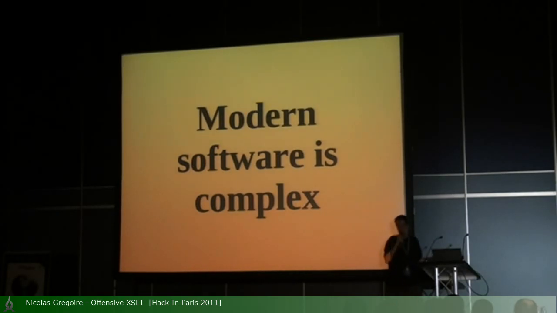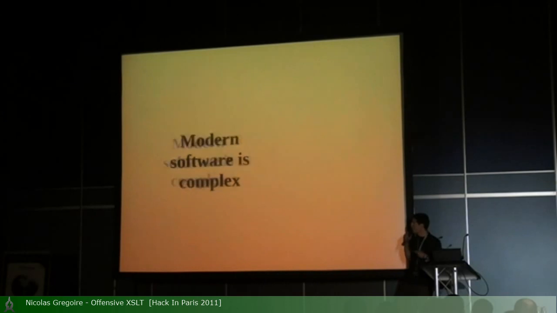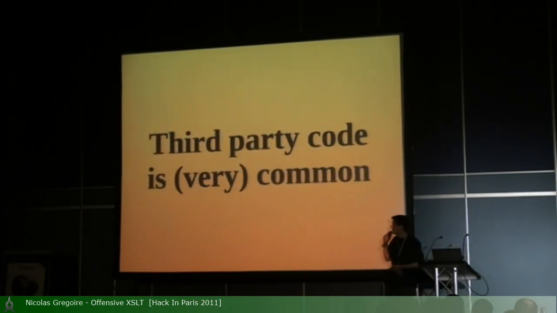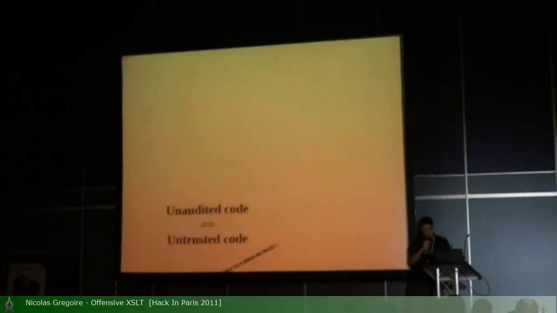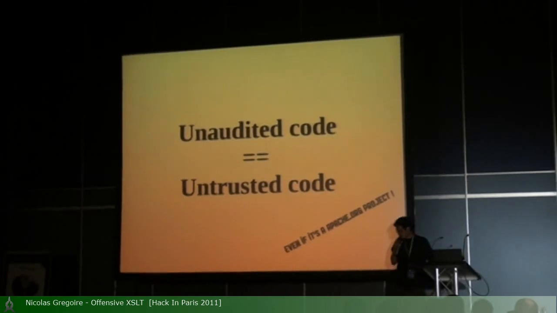Easy. Modern software is really complex. You have a lot of third-party code, which is included in nearly any application. You always have some library like zlib, for example, or OpenSSL. And I think, in my opinion, that if you do not audit this code, it's not trusted code, even if it's an Apache.org project. I do not see why I should trust Apache more than the average developer.